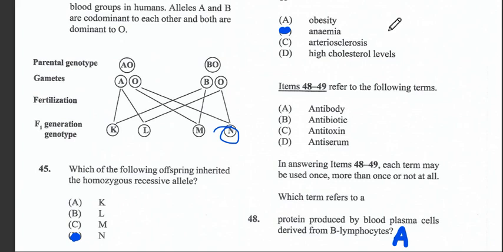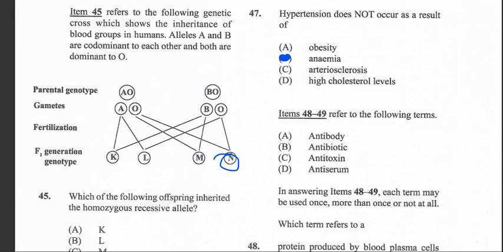This answer here is pretty giveaway, because we know that obesity does not occur by hypotension, neither the arthritis, neither the high cholesterol level. Alright, so we know that the best answer here would be anemia. So it's not none of these.